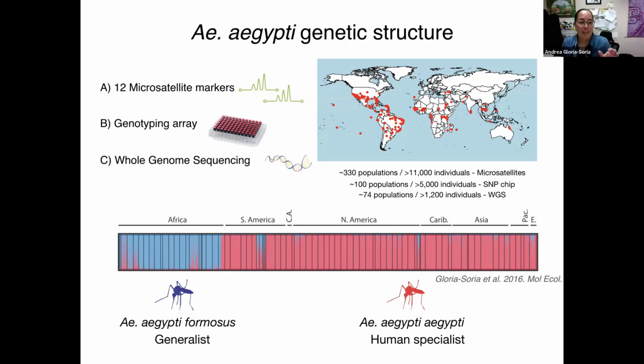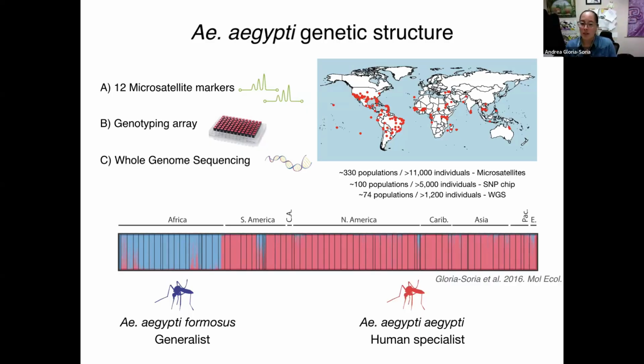Now, what I want to highlight here is that in Africa, which was thought to be the native range of the mosquito, although we now know that it actually originated in the Southwest Indian Ocean before moving to Africa, this mosquito is a forest mosquito that breeds in tree holes and rock holes. It's a generalist mosquito that feeds on a variety of mammals.